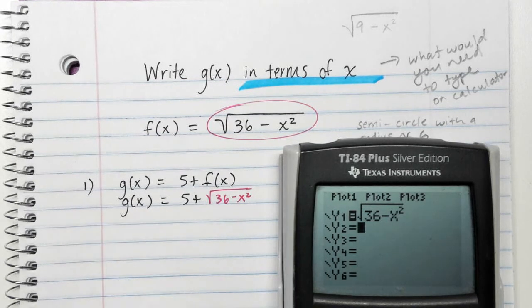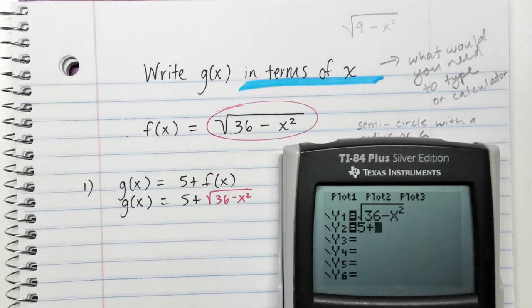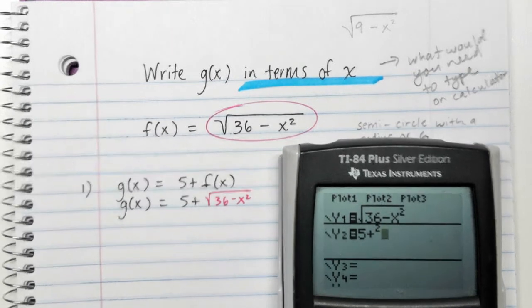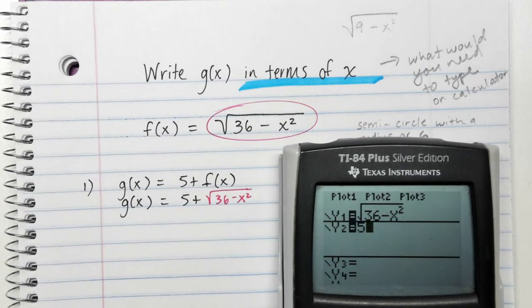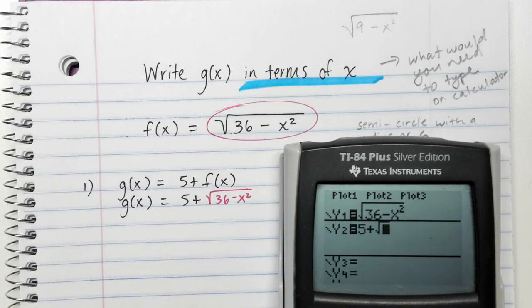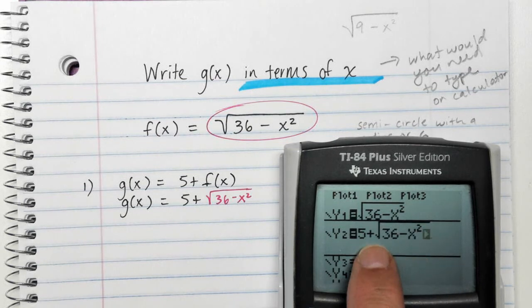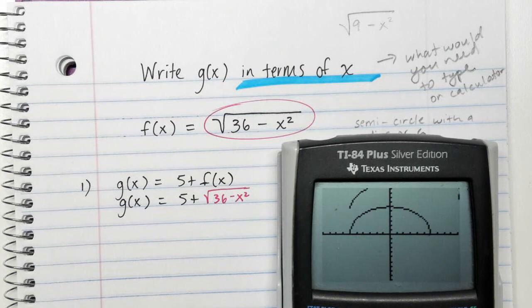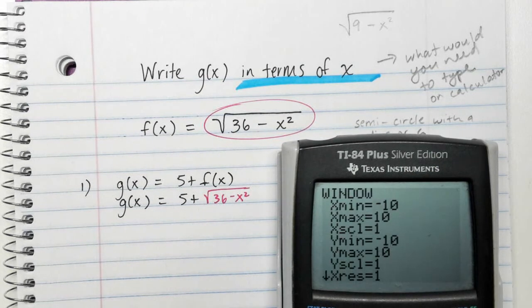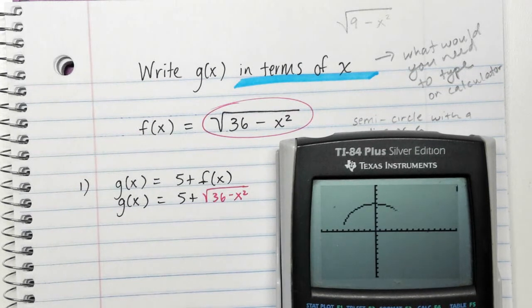Now, new function. I need to take this semicircle and move it up 5 spaces. Remember, translation doesn't change the shape. It just changes the location. So I'm going to take this semicircle, move it up 5 spaces. Okay, it got chopped off the screen. Now you can see though.